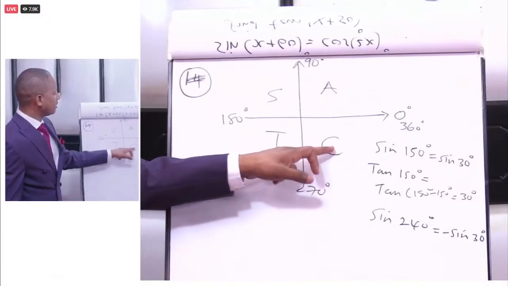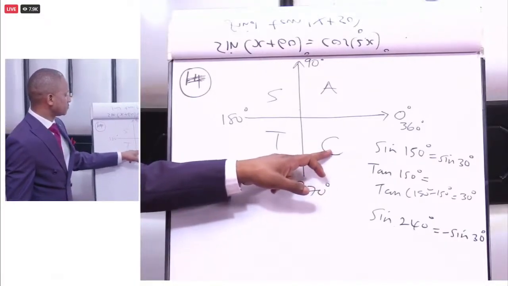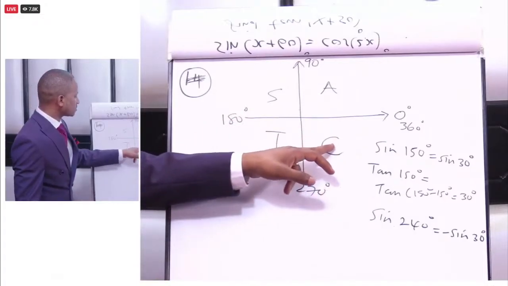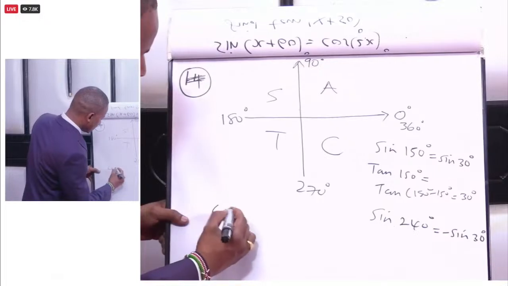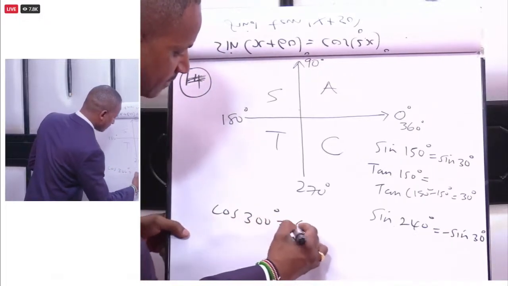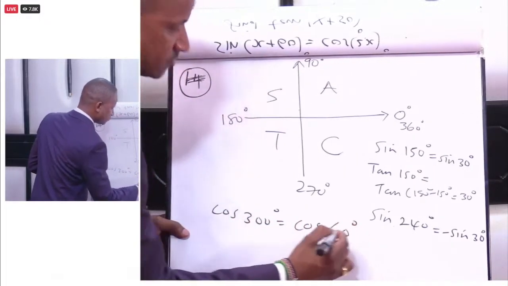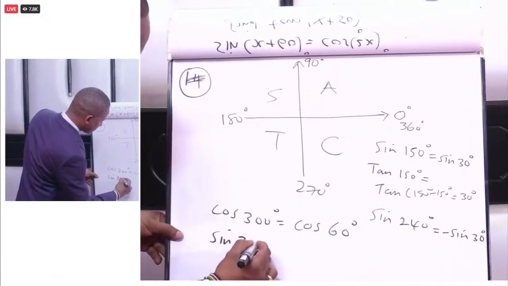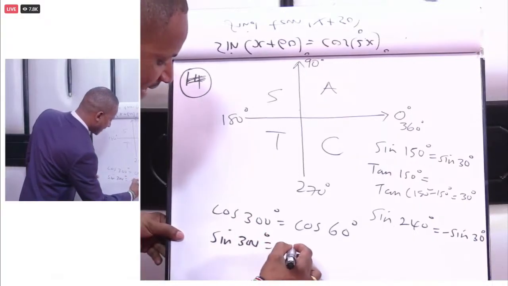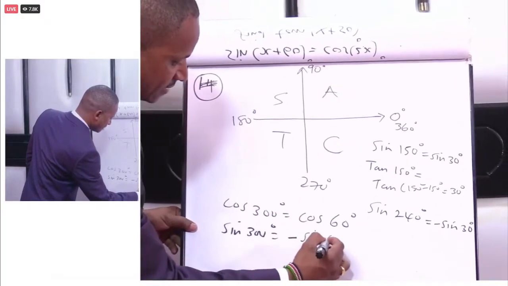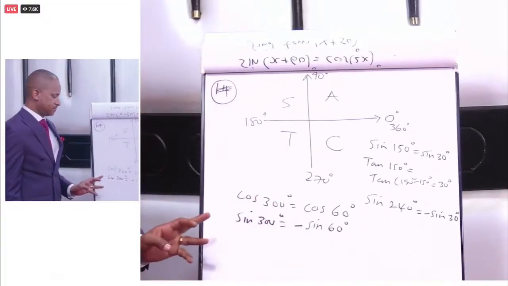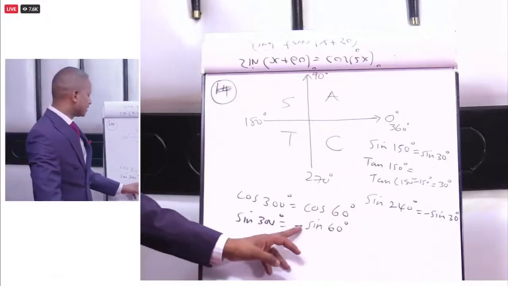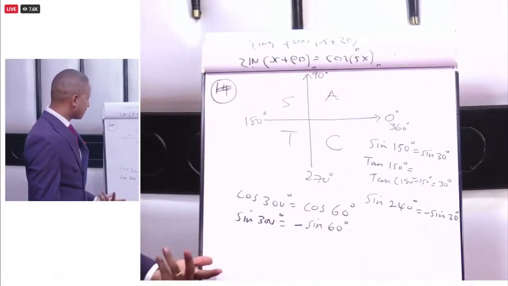If you come here, only cosine is positive. So if you are told to get cos 300 degrees, cos 300 degrees is the same as cos 60 degrees, which is 360 minus 300. But if you are told to find sine 300 degrees, it will be negative. Negative sine 60 degrees. So these large angles will help you to identify the sign that you use, because you might end up calculating but you get it wrong.